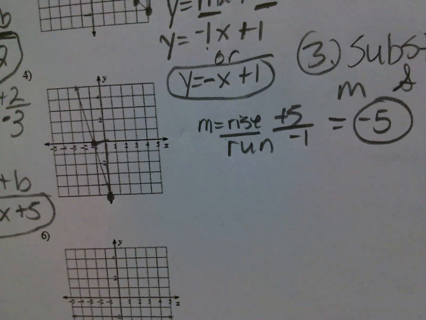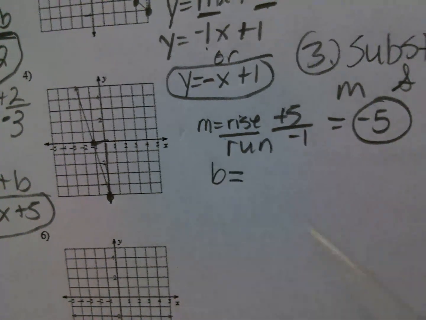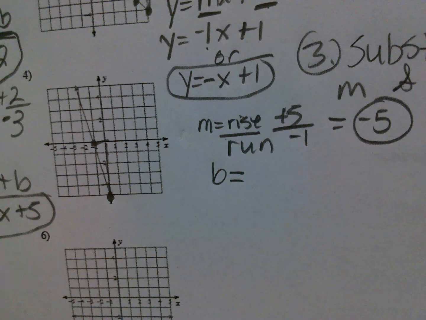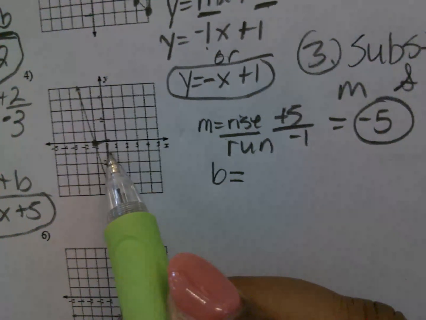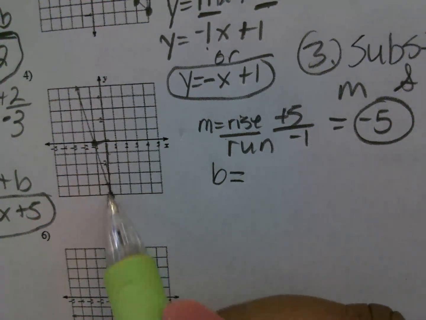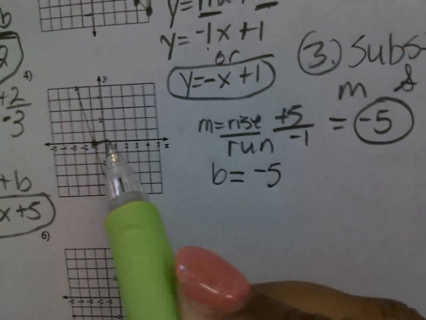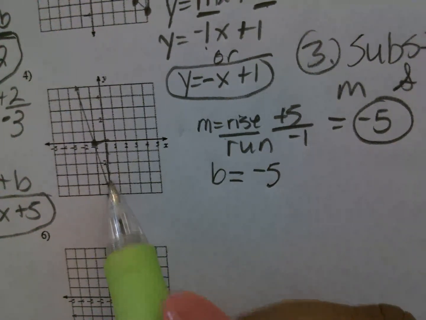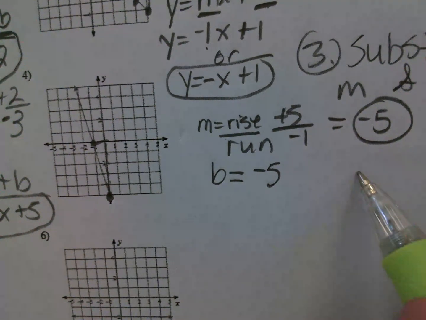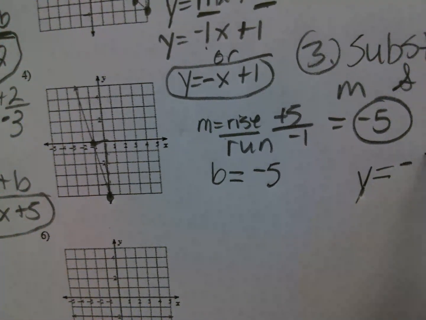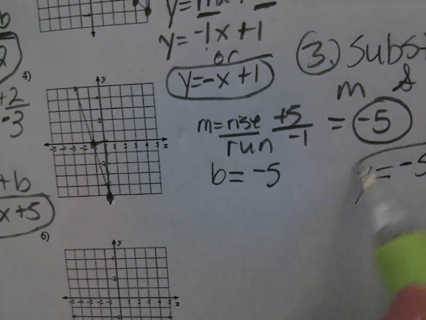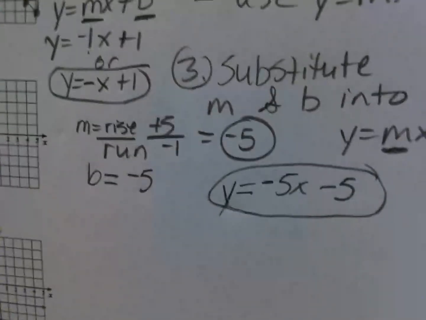Okay. Now we need to find b. Where does the line cross the y-axis? Where does it cross the y-axis? It crosses at -6. 1, 2, 3, 4. Actually crosses at -5. Yep. So you have, this is 5. 1, 2, 3, 4. That's -5 here. So to write this as an equation would be y is equal to -5x minus 5. Okay? Please make sure you correct it.